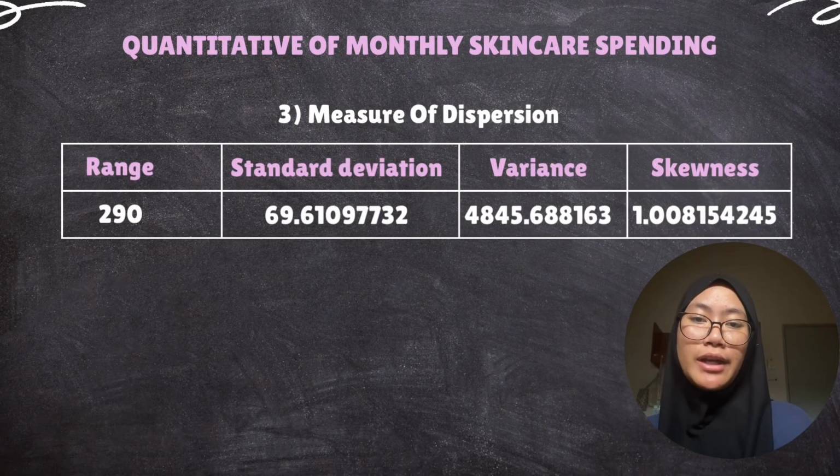For the last slide, we look at the measures of dispersion. The range is 290, which shows a large difference between the lowest and highest spending. The standard deviation is 69.61, meaning the spending amounts vary quite a lot. The variance is 4,845.69, supporting the high variation in the data. And the skewness is 1.008, showing the data is positively skewed, meaning some people spend much higher than the average. Overall, they show that monthly skincare spending is very diverse.